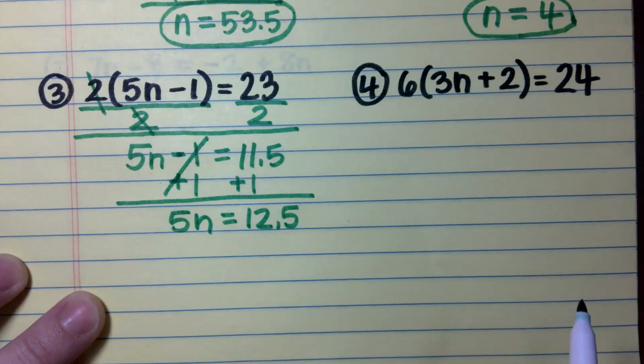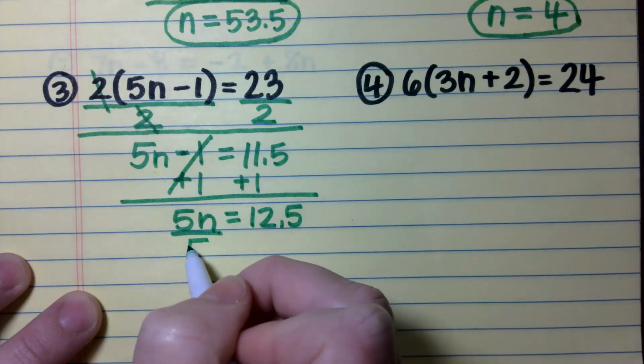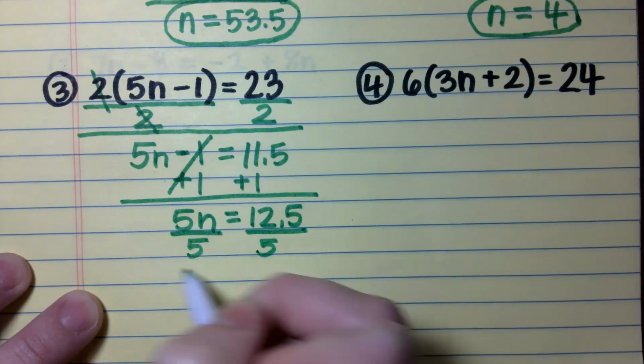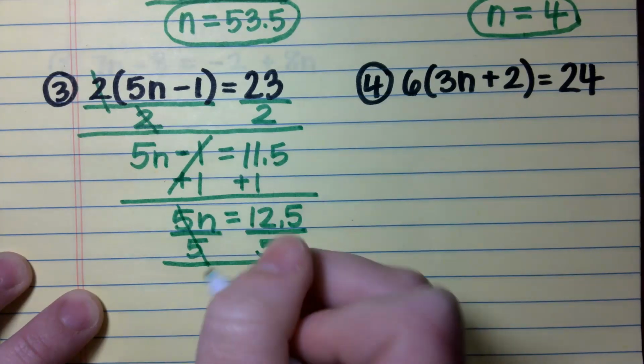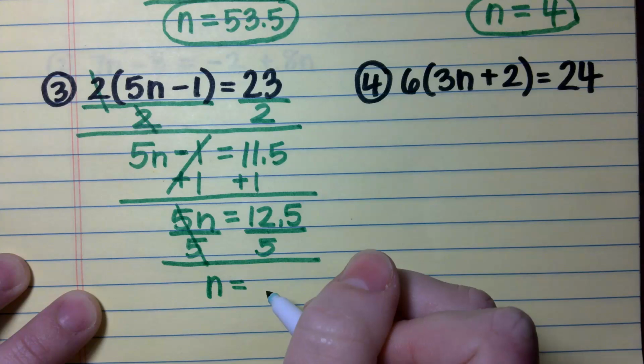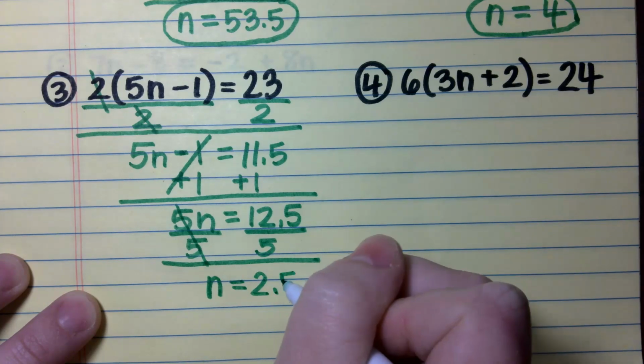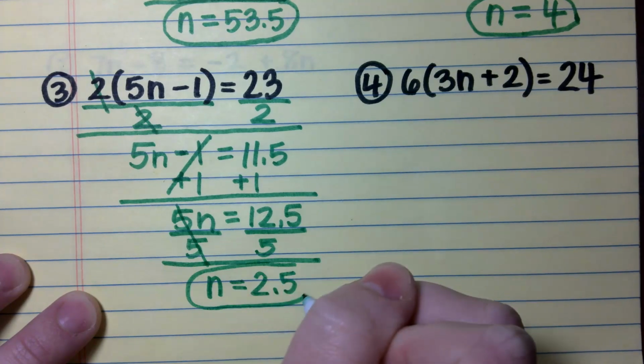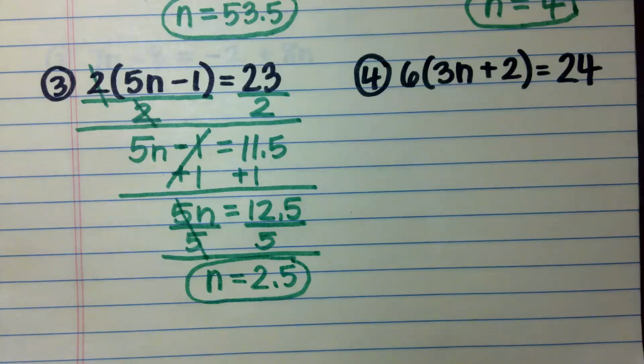And what's our last step? Divide by 5. Divide by 5 on both sides. Good. So our 5's cancel, and we will get n is equal to 3.5? 2.5. Good. Awesome. Okay, let's do the distribution method just so we can see both ways.